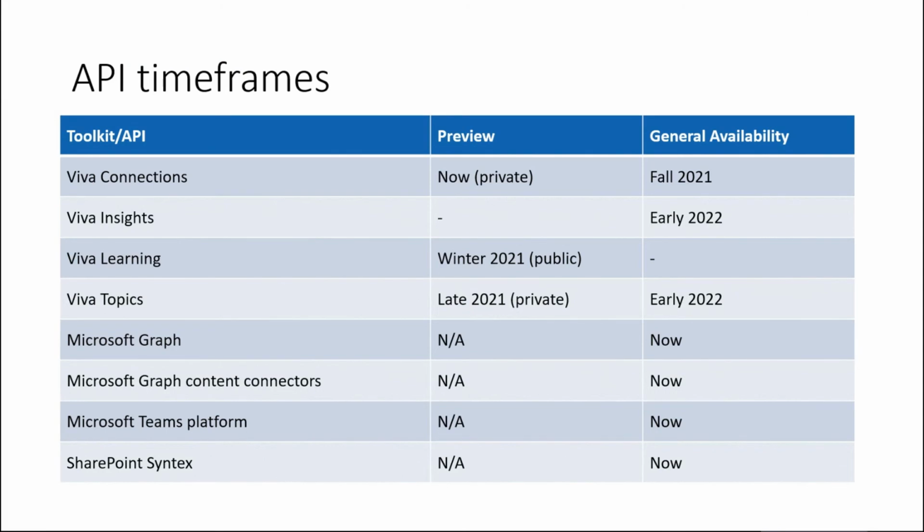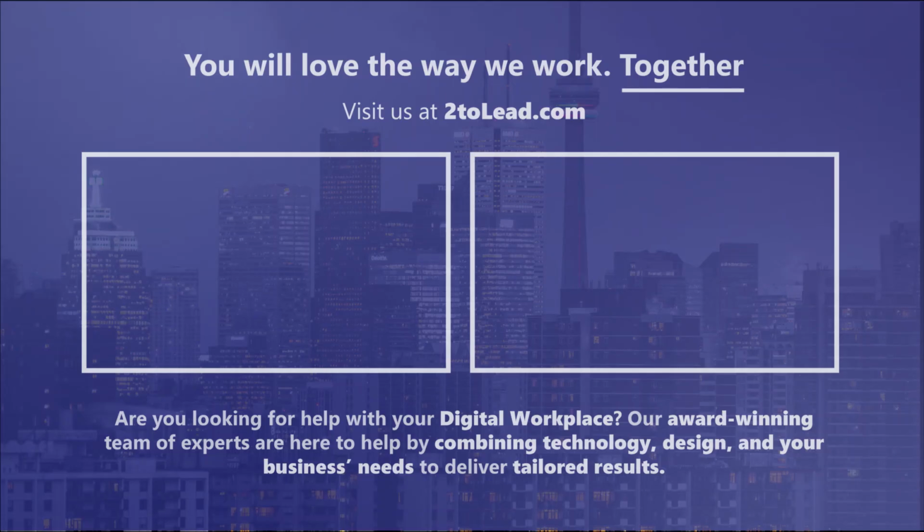I think the last thing I would talk about in this video would just be around API timeframes. I think a lot of partners in the ecosystem have been really excited about a number of these Viva pieces, and rightly so. They're very interested in knowing when we can get our hands on the APIs so that we can start working with them ourselves. So we're starting to get a little bit of that information from Inspire, including Connections, Learning, and Topics timelines. And right now, I think the Viva Connections one, like I said, is furthest along, with the private preview for the API in progress as of today.